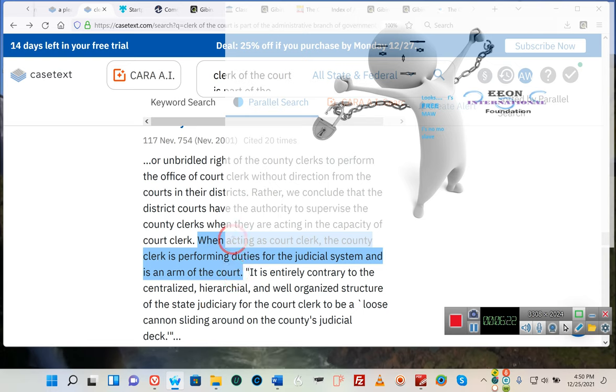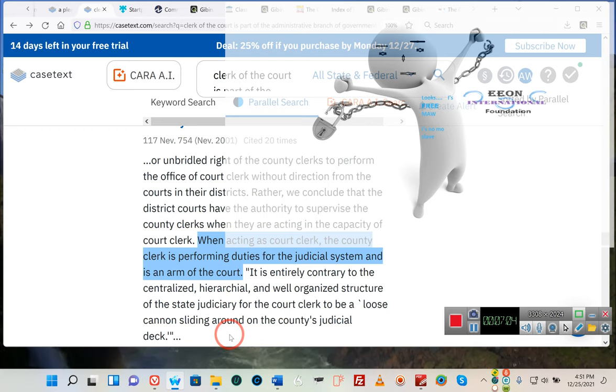See that? Acting as a clerk of court and a county court clerk at the same time. Ladies and gentlemen, you can't wear two hats. They can't be a judicial officer and an executive officer at the exact same time. Just can't happen. It is entirely contrary to the centralized, hierarchical, and organized structure of the state judiciary for the court clerk to be a loose cannon sliding around the county's judicial deck. A loose cannon.